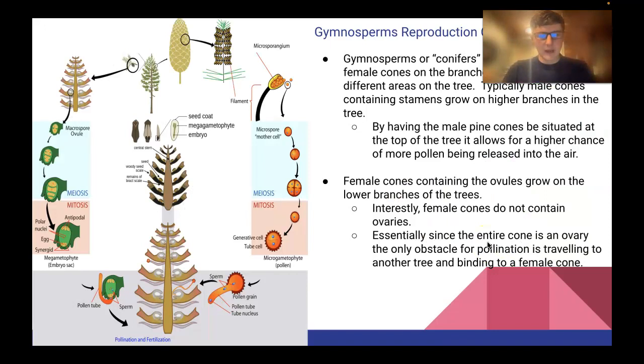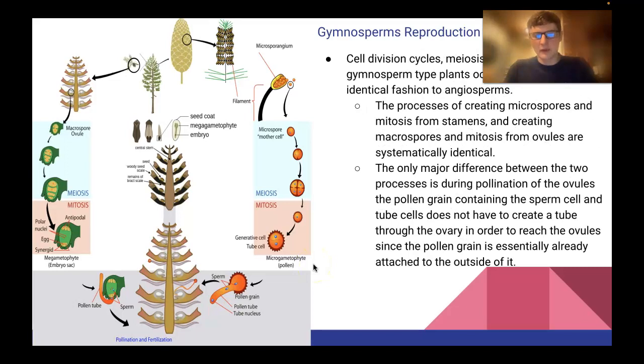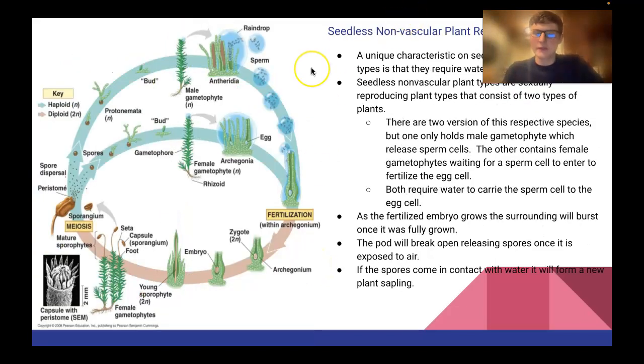This is the plant reproduction cycle of a pine tree. Essentially, it's the same way as an angiosperm. There's a mother cell which divides by meiosis. There's a mitosis pollen cell which divides and becomes a generative and tube cell. This enters into the female cone, which is essentially a big ovary, enters into the seed, and then germinates the cell.